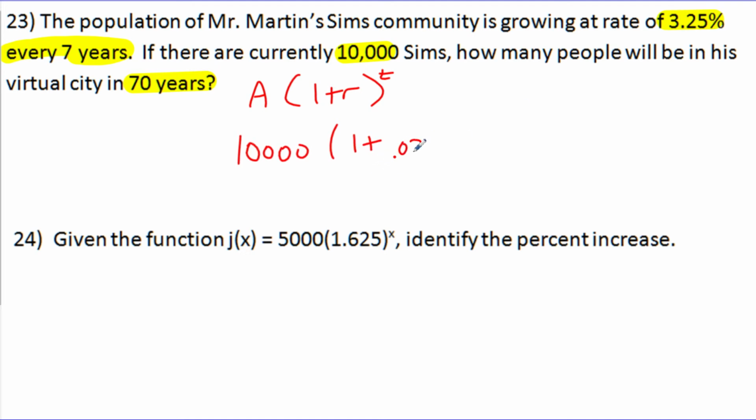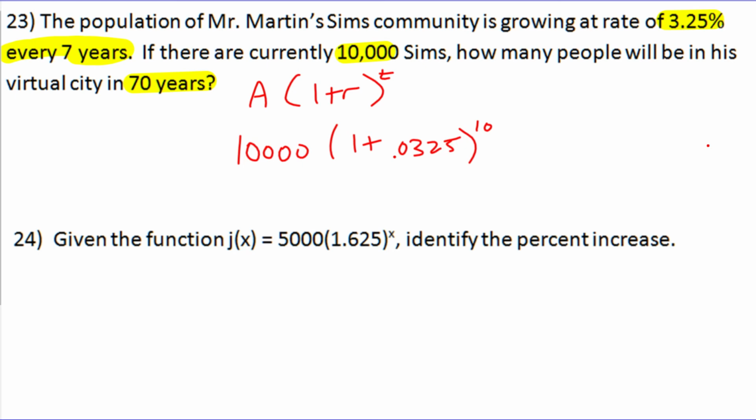value, 0.0325 in decimal form. And again, t is not 70, it's not the number of years, it is the number of increases that have happened in 70 years, which we know in this case is 10. So I'm going to just, again, simplify. Come over to my calculator again, let it do its magic. 1 plus 0.0325 is just 1.0325, and I'm going to raise that to the 10th power first.